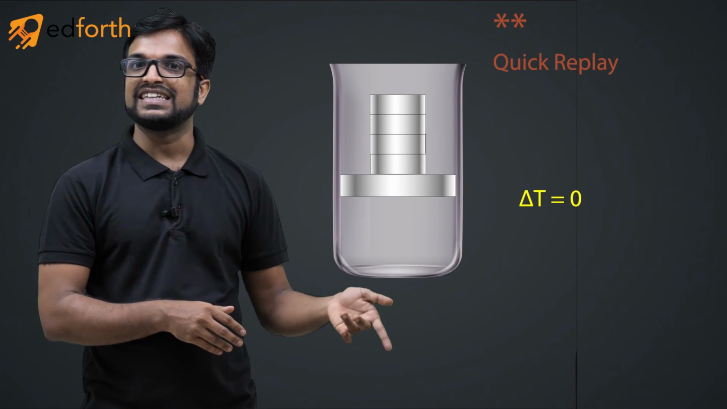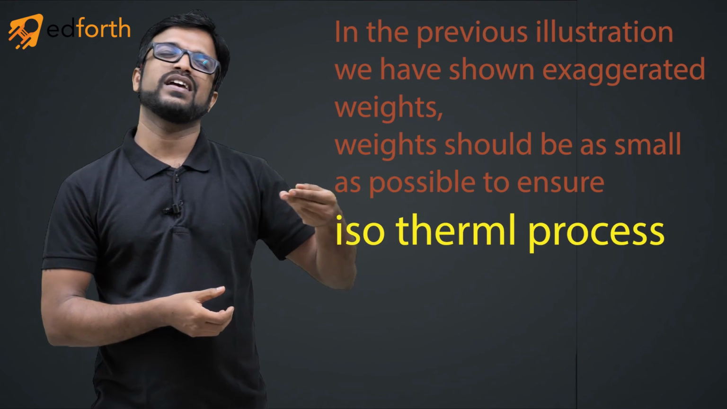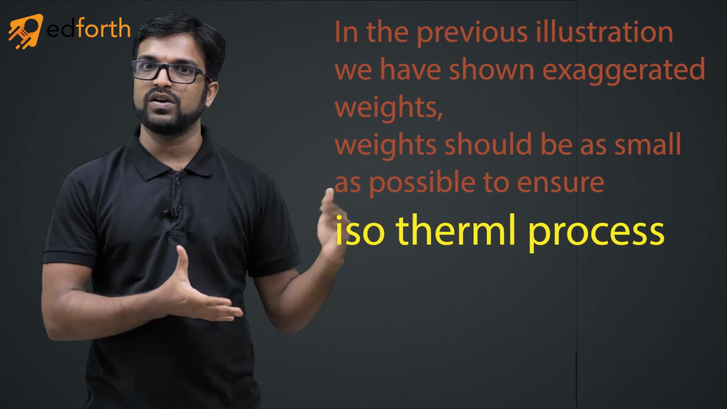At the same time, there was heat transfer also. Interesting, right? An isothermal process generally will take a long time. Okay, here also we have seen that we have to take a small amount of weight for an infinite amount of time, then only we can achieve an isothermal process. Let's find the work transfer in an isothermal process.